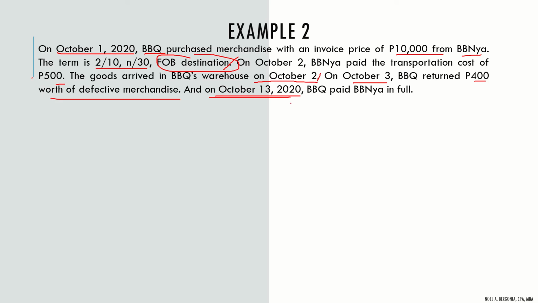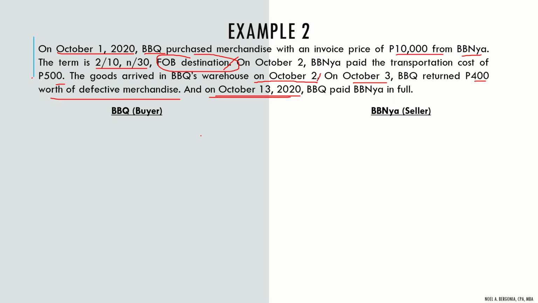So what would be the possible series of entries for the buyer na BBQ and then the seller, which is BB niya? Okay? So let's start with the buyer. Okay. Kailan po natin i-record yung purchase? Since this is FOB destination, anong sagot? Sabi natin, di ba, kanina under FOB destination, habang tinatransport po yung product, pagmamayari pa siya ni seller.